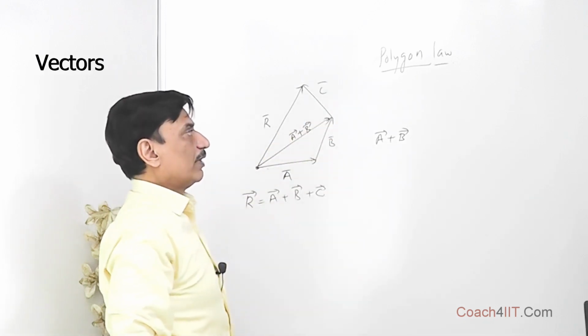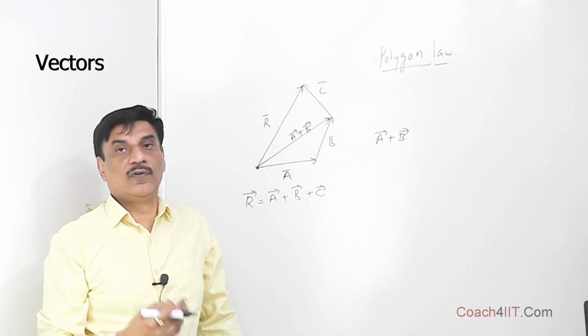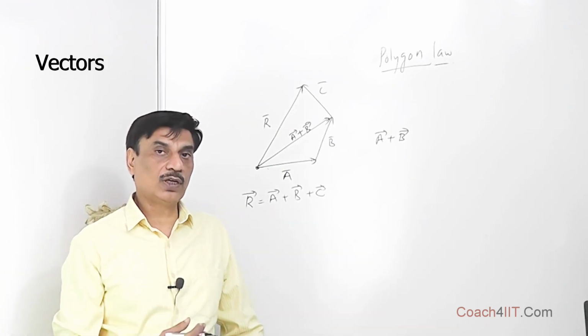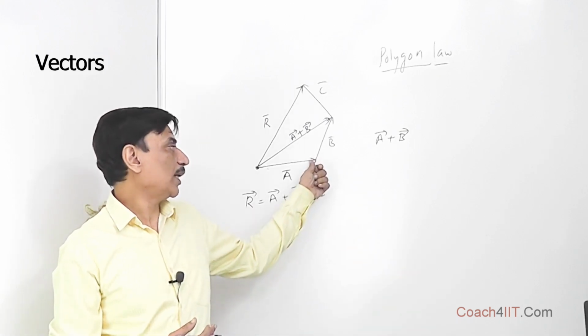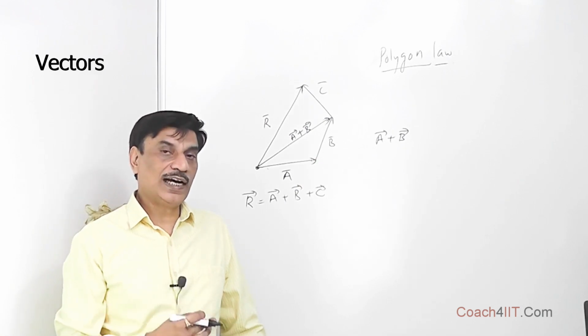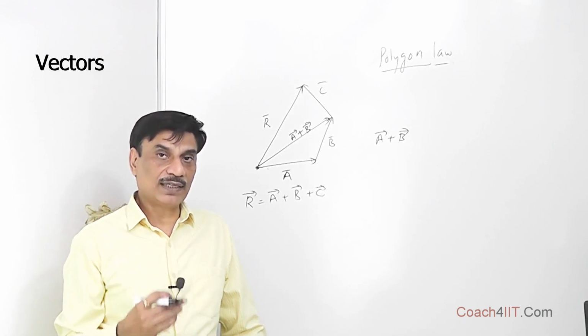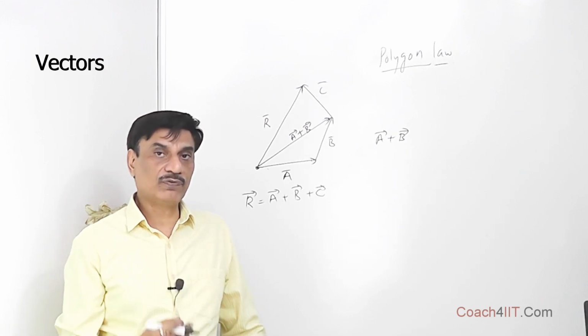So the polygon law of vector addition is only a kind of extension of the triangle law of vector addition. In the triangle law or polygon law of vector addition, how we join the vectors is tail of one to the head of the other. We also have a parallelogram method of vector addition where we join the vectors tail to tail, and these are the two vectors whose resultant we intend to find out.